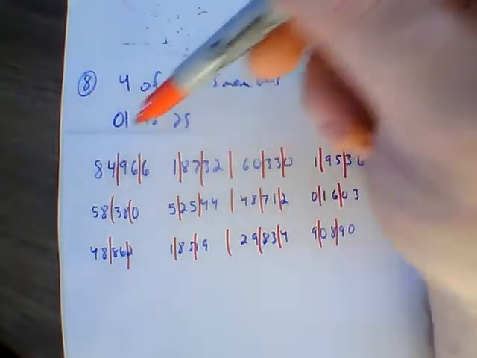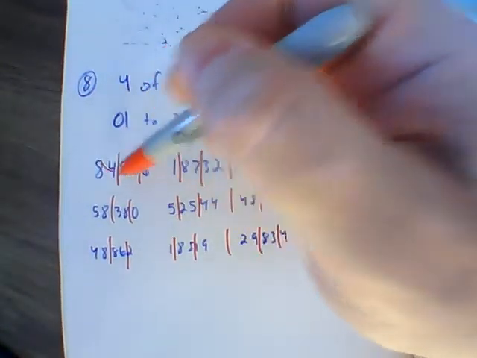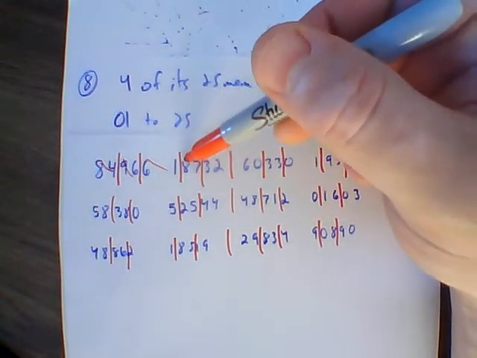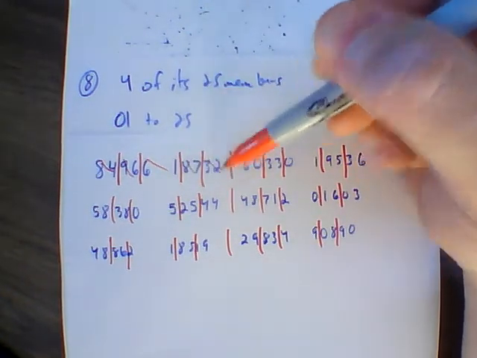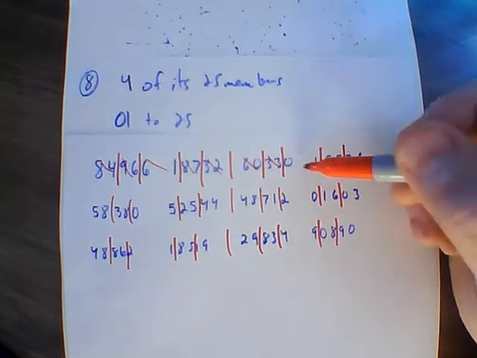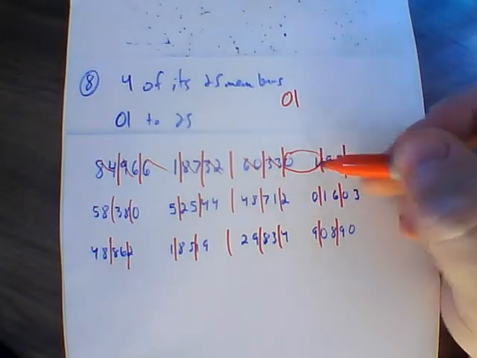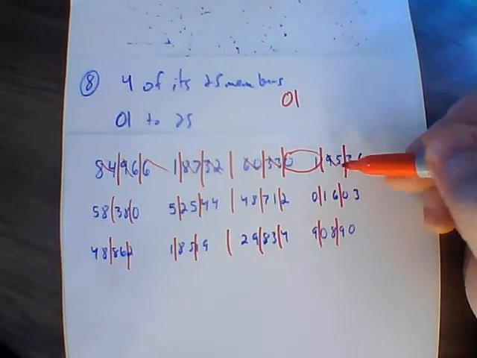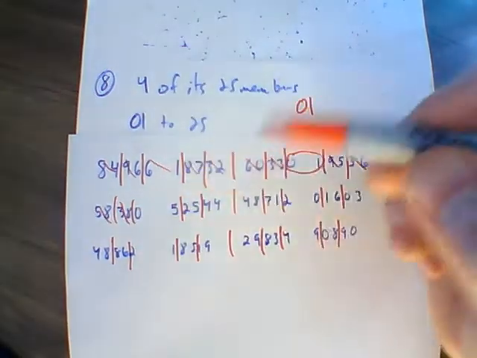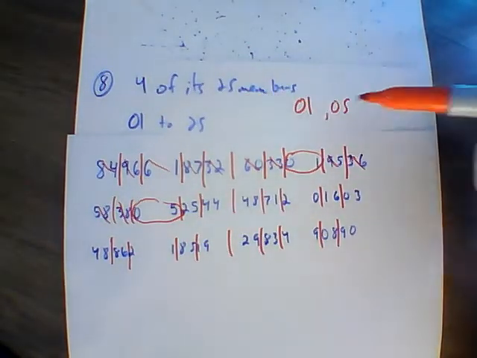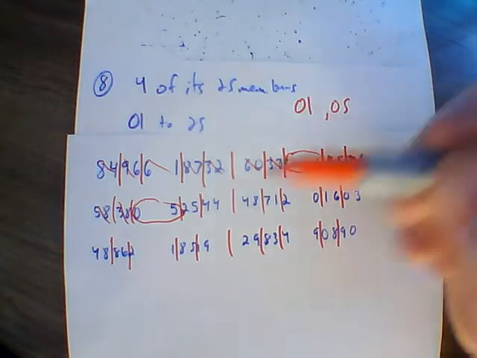So 84 is not one of our numbers. 96 isn't. 61 isn't. 87 is not. 32, nope. 60, 33. Oh, 0, 1. Okay, so 0, 1 got chosen right here. 95 is not. 36 is not. 58 not. 38 not. Oh, we got 0, 5. So the number 5 is chosen.